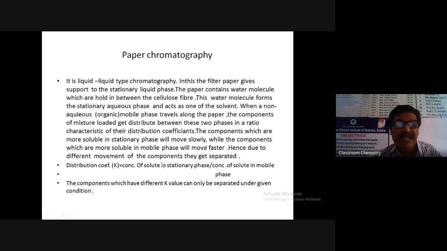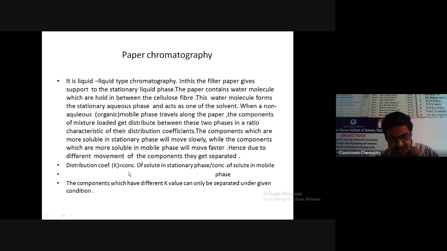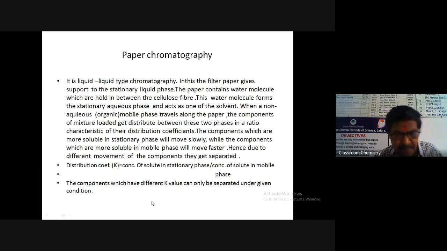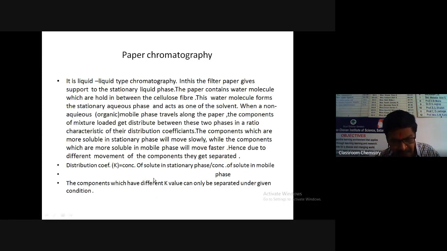स्टेशनरी फेज मध्ये त्या कंपोनंटचं कॉन्सन्ट्रेशन किती आणि मोबाईल फेज मध्ये एखाद्या कंपोनंटचं कॉन्सन्ट्रेशन किती आहे त्याच्यावर त्याचा डिस्ट्रीब्युशन कोएफिशियंट काढला जातो. जर डिस्ट्रीब्युशन कोएफिशियंटच्या व्हॅल्यू प्रत्येक कंपोनंटला वेगवेगळे असतील तरच ते कंपोनंट मिक्सचरचे सेपरेट केले जातात. पण हा जर डिस्ट्रीब्युशन कोएफिशियंट एकच असेल तर मात्र त्याचं सेपरेशन होत नाही.